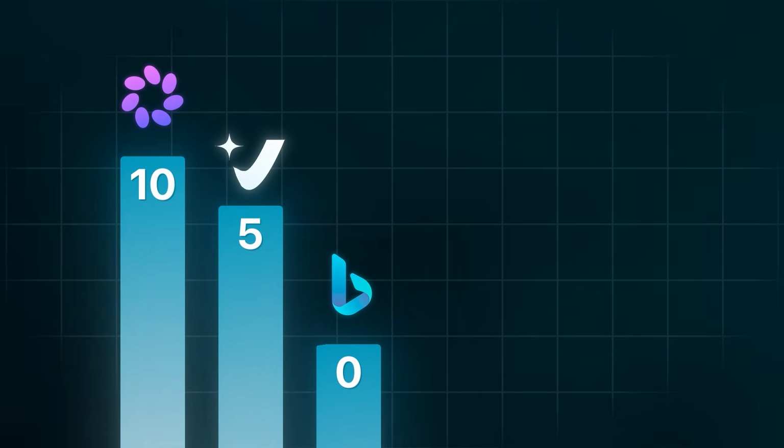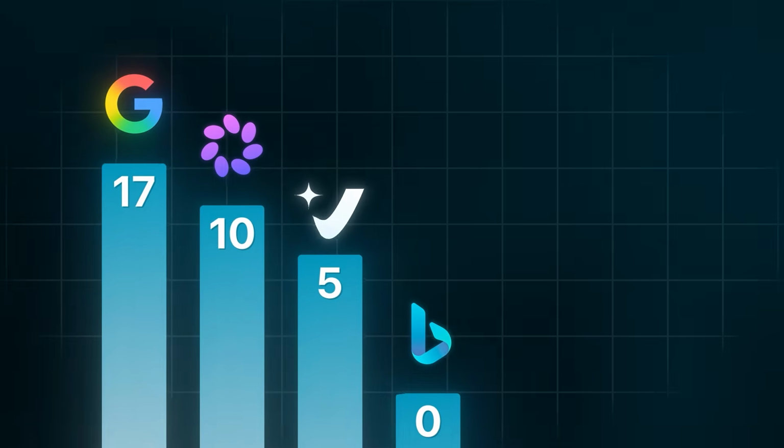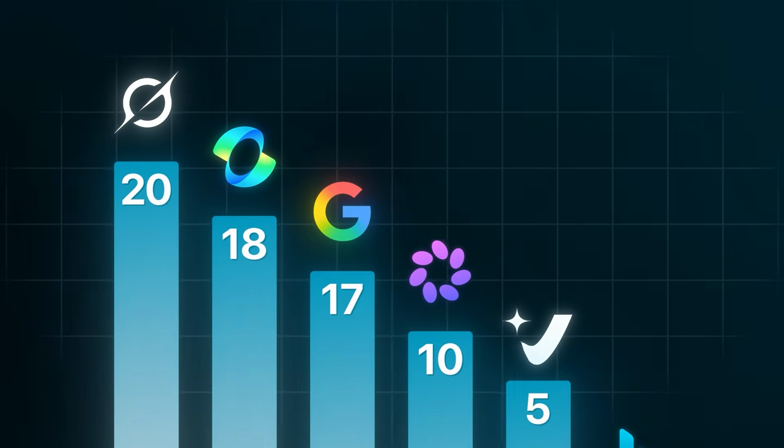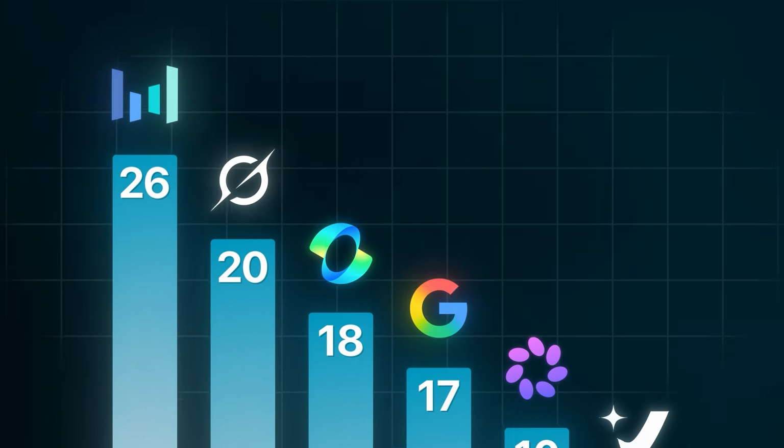But look at the jump from there, because even the weakest paid model, Veo, lands on 17. Kling pulls 18, Grok a strong 20. And the winner, by a mile, Seedance with 26 out of 30.